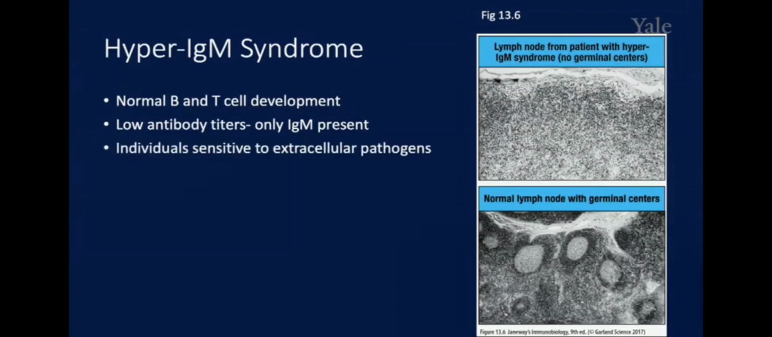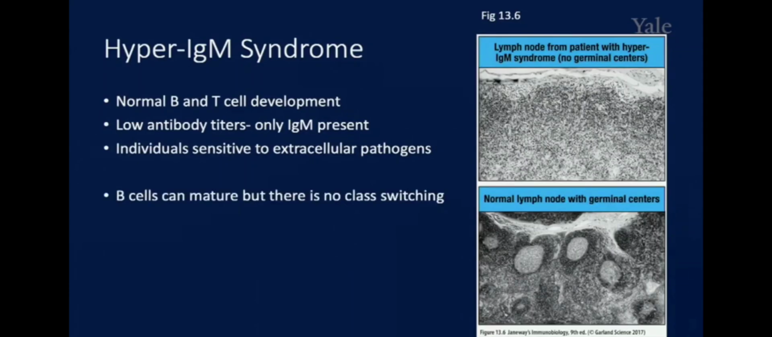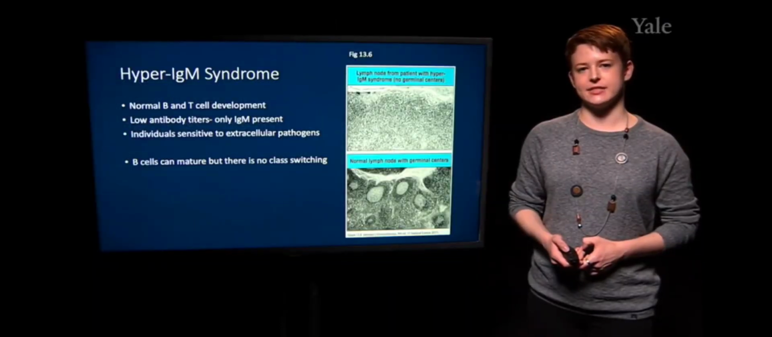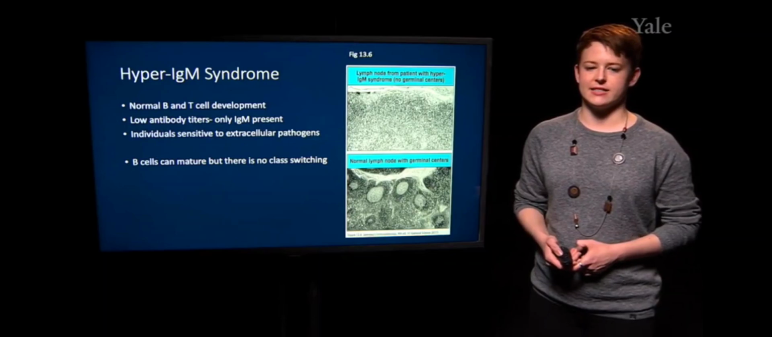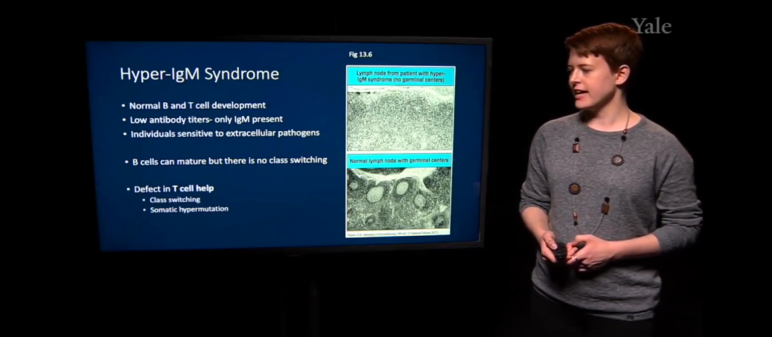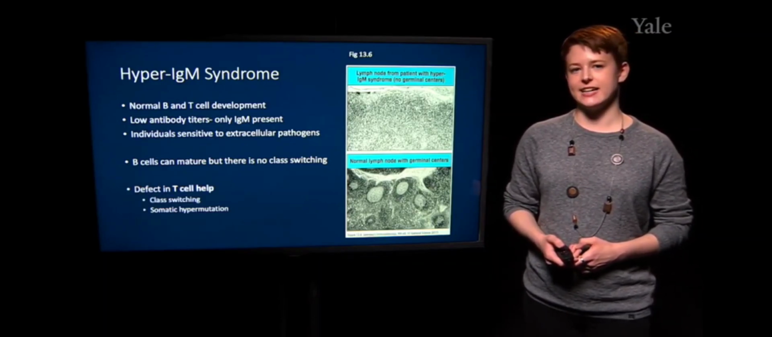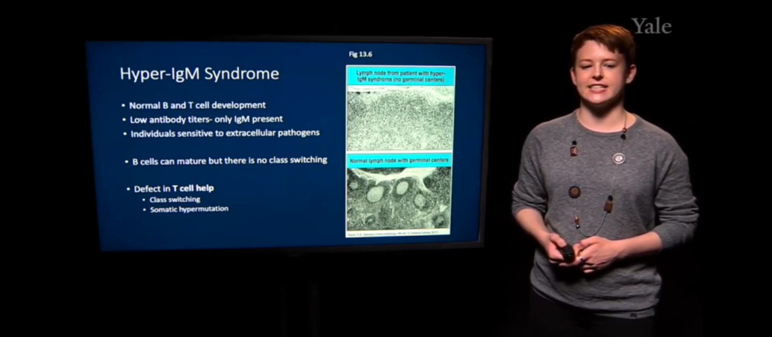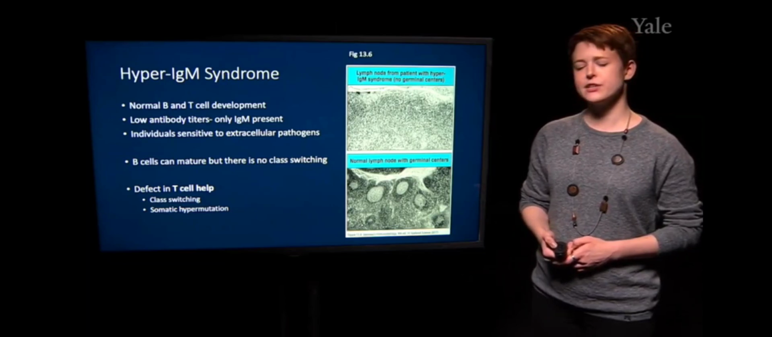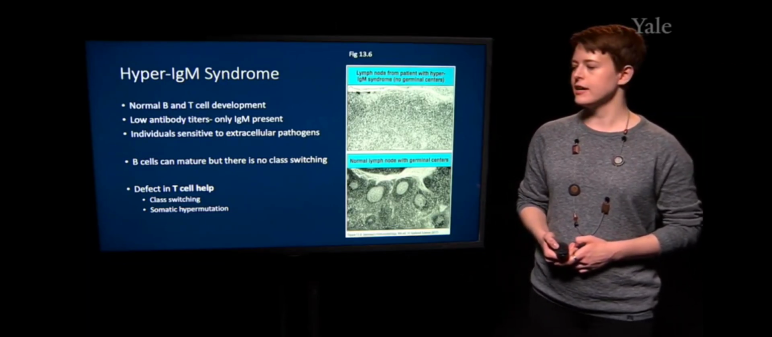So in this disease, we see mature B cells, but B cells cannot class switch beyond IgM. And interestingly, this is not due to a defect in B cells, but actually a genetic defect in T cell help. So without functional T cell help, we have no class switching or somatic hypermutation.